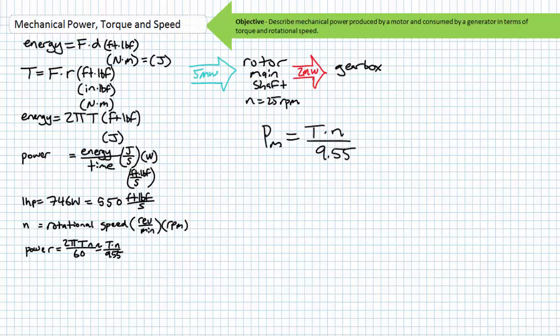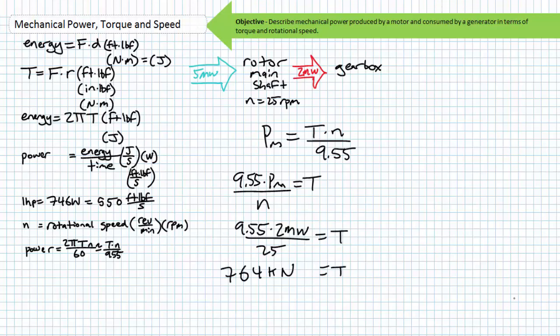Given our understanding of mechanical power equals torque times rotational speed divided by 9.55, we can rearrange this to solve for T, where torque equals mechanical power times 9.55 divided by rotational speed. Substituting in the necessary values, we find that the main shaft is delivering 764 kilonewtons of torque to the gearbox.